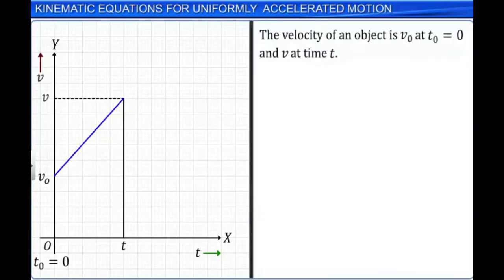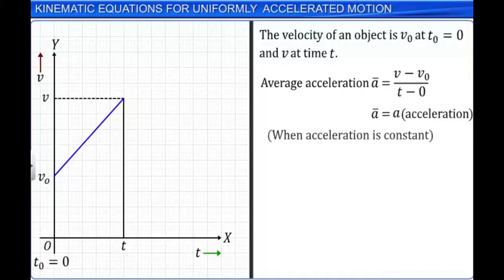Average acceleration, a dash, is the ratio of the difference between v and v naught and the difference between t and 0. The value of a dash is equal to acceleration when acceleration is constant. By cross-multiplying and rearranging, we get the value of velocity as the sum of v naught and the product of a and t. This is equation 1 of motion.